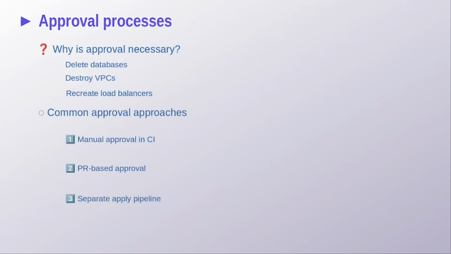Common approval approaches. First, a manual approval in CI. The pipeline pauses and waits for a human decision. Next, pull request based approval. Only a pull request with approvals can be merged. That is simple and very effective.